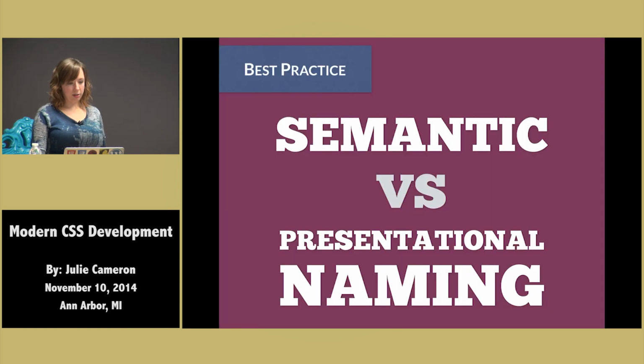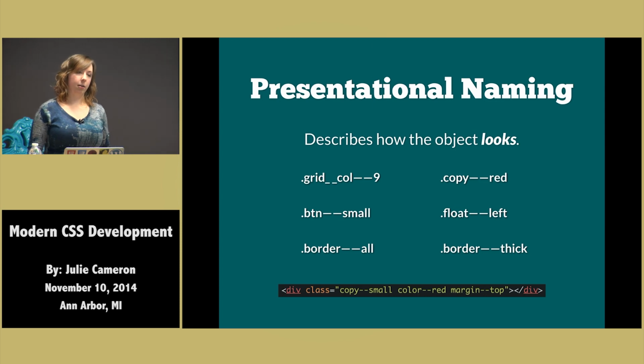Now, the next thing we need to consider is semantic versus presentational naming. And this is maybe less of a best practice and more of an ongoing debate among front-end developers. So let's talk about what each of these mean. Presentational naming, these are class names that literally describe how the object looks. So grid call 9, button small, float left. These are all basically style properties written out as classes. And sometimes these are referred to as utility classes.